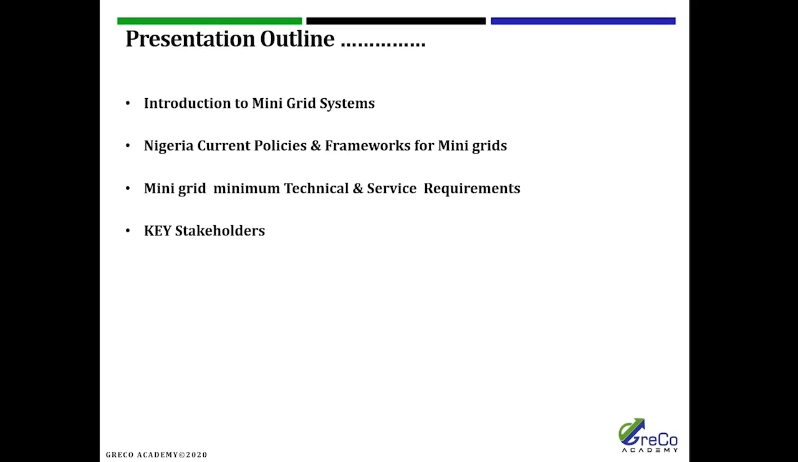Next slide. The outline of our presentation will be starting from introduction to mini-grid systems, to Nigeria's current policy and framework for mini-grids. Next is going to be mini-grid minimum technical and service requirements, and finally we'll mention those key stakeholders that are involved in administering mini-grids in Nigeria.